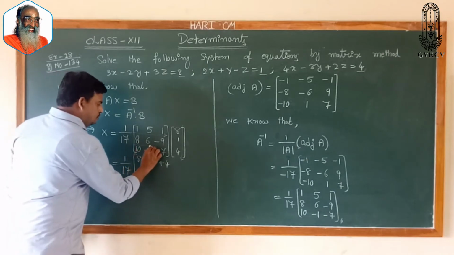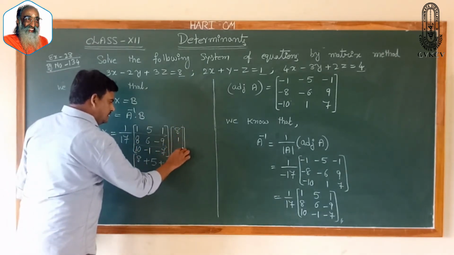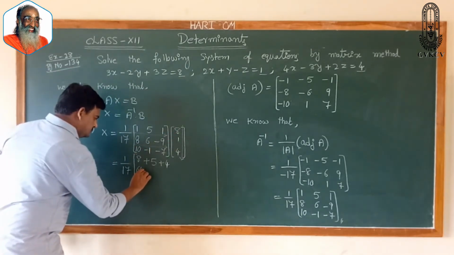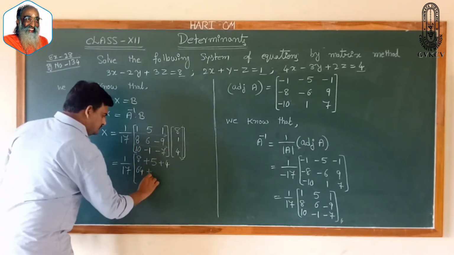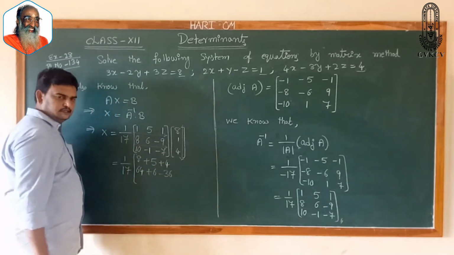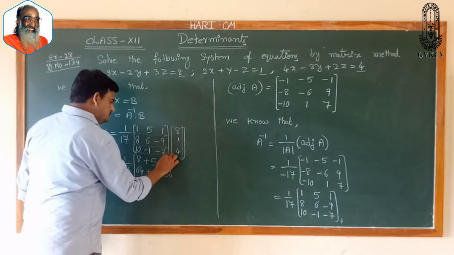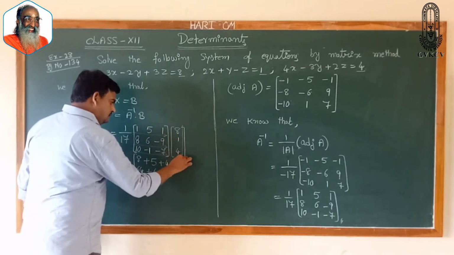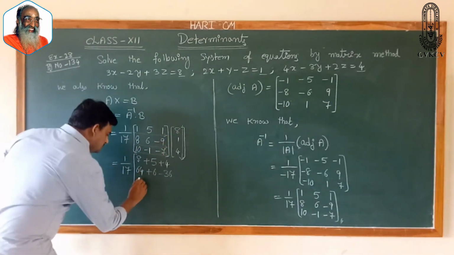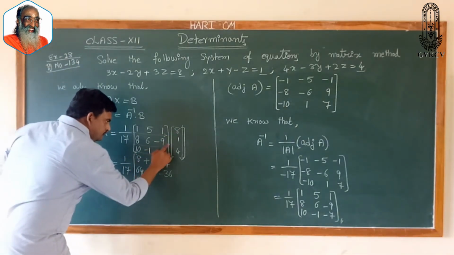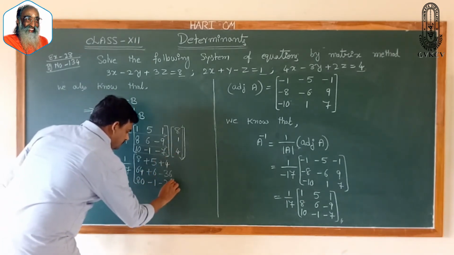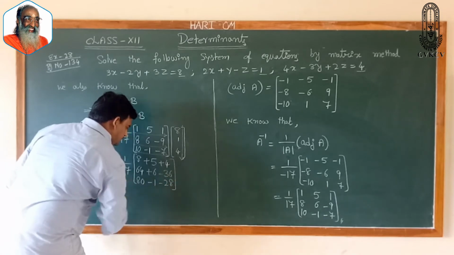Next, row 2 elements will also multiply with column 1 elements. 8 8s are 64, 6 1s are 6, minus 9 into 4, minus 36. Now row 3 elements are also multiplied with column 1 elements. 10 8s are 80, minus 1 into 1, minus 1, minus 7 into 4, minus 28.